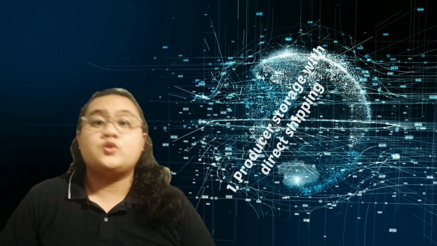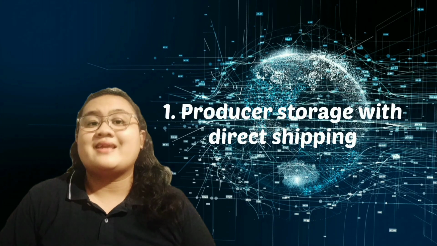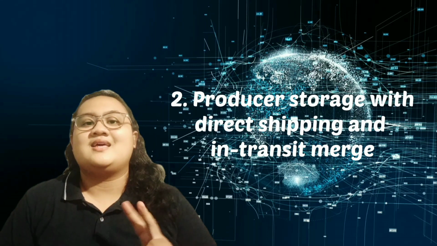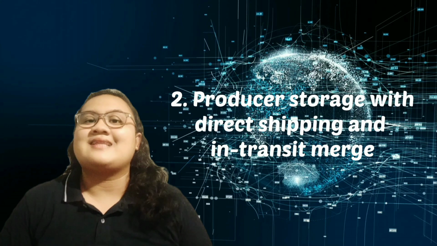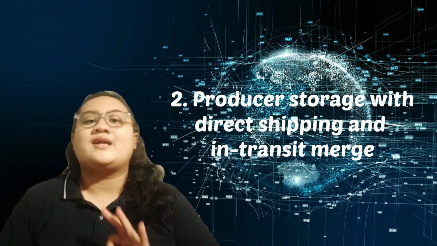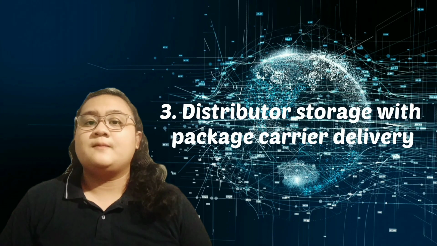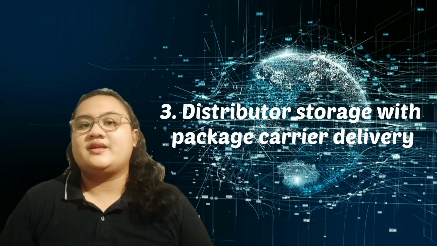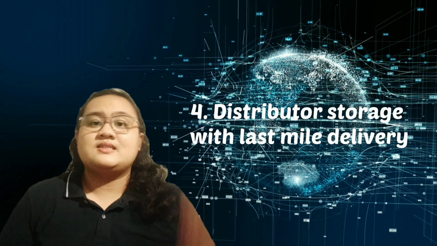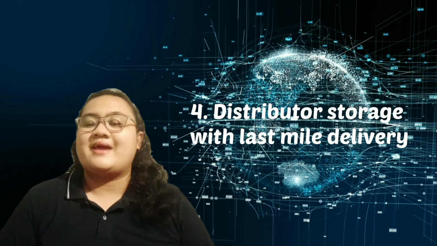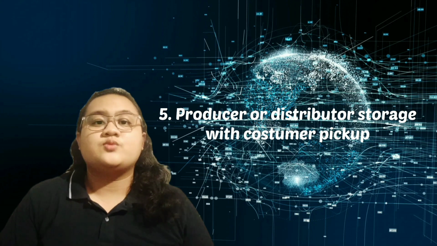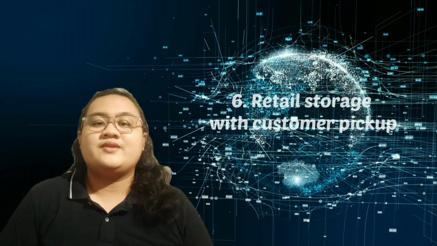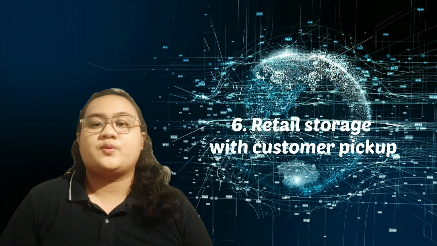First is producer storage with direct shipping. Second is producer storage with direct shipping and in-transit merge. The third one is distribution storage with package carrier delivery. The fourth one is distributor storage with the last mile delivery. The fifth is producer or distribution storage with customer pickup, and lastly, retail storage with customer pickup.